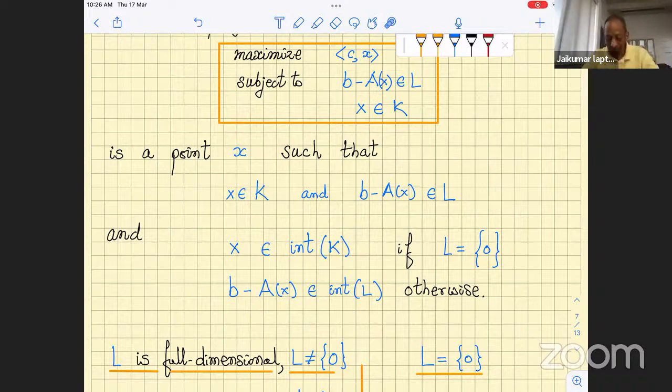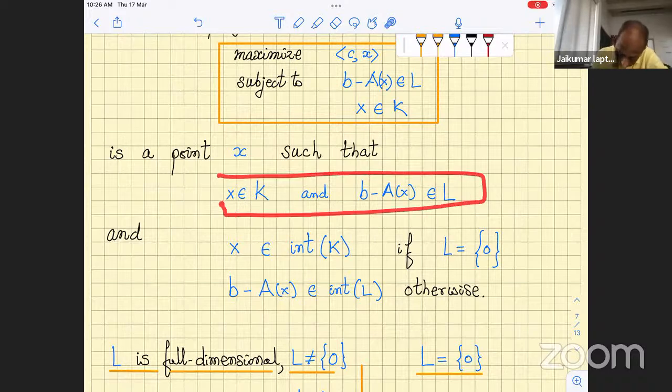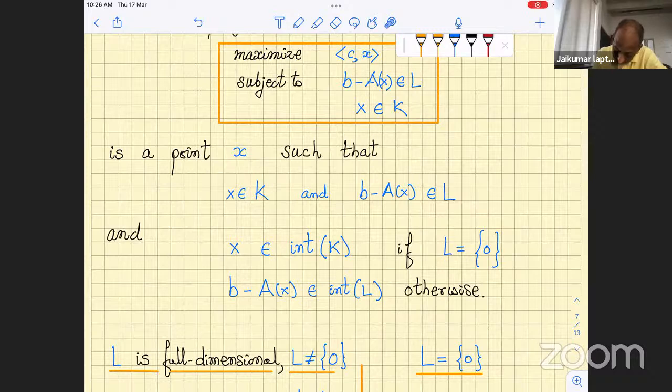Okay. So let me start. Let me tell you what the definition of an interior point of a cone program is. It is a point which is feasible, and that point itself is in the interior of the cone. That means there is a ball around this point X, which is contained inside this cone.